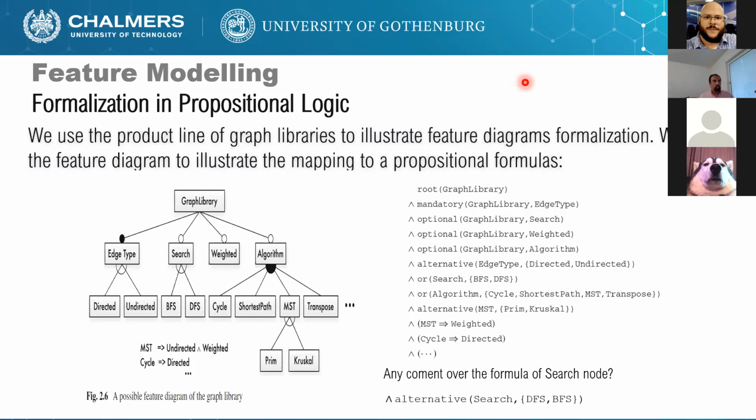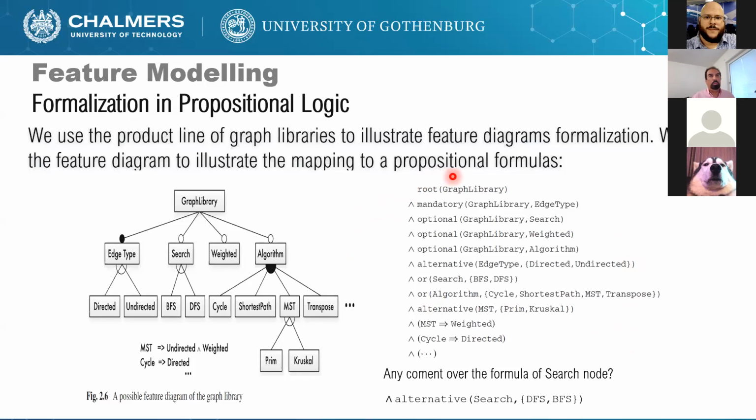This formalization of propositional logic enables us to map what we have in terms of a feature tree or feature diagram into propositional logic. It will take us like 2 or 3 steps to put the formality on it. But I want to make sure all of you follow this. It's not a big deal.